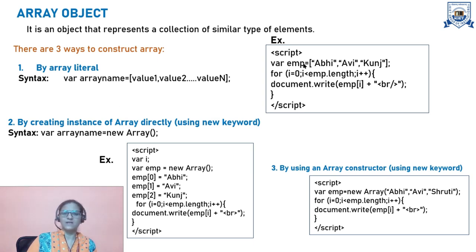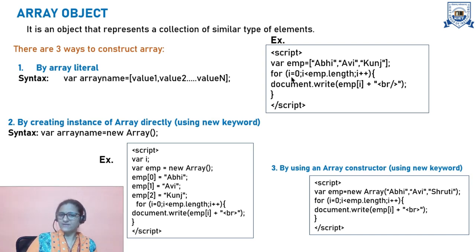Now take the example where emp is an object literal. Directly we have passed the values over here: Abhi, Avi, and Kunj. Three values are passed, and with the help of a for loop we are accessing all the values from this emp object. How much content is there? We can get it with the help of the length property of an array. Length is basically a property, not a method.